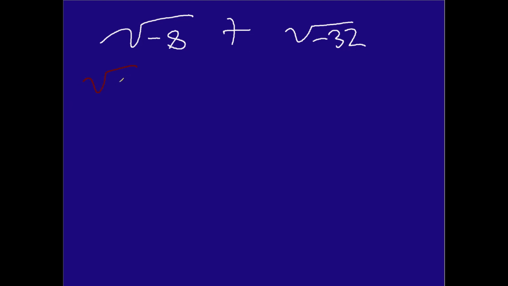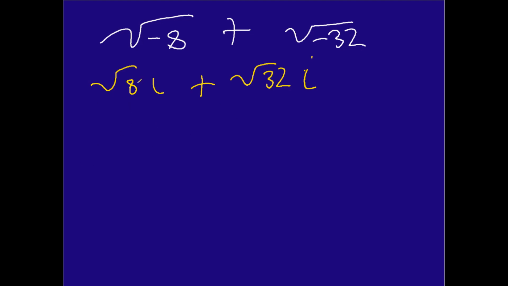We end up with the square root of 8, positive 8 now, and then i on the outside of the radical, plus the square root of 32, and again we put the i on the outside of the radical. That's the expectation there. Now we just factor things as follows.